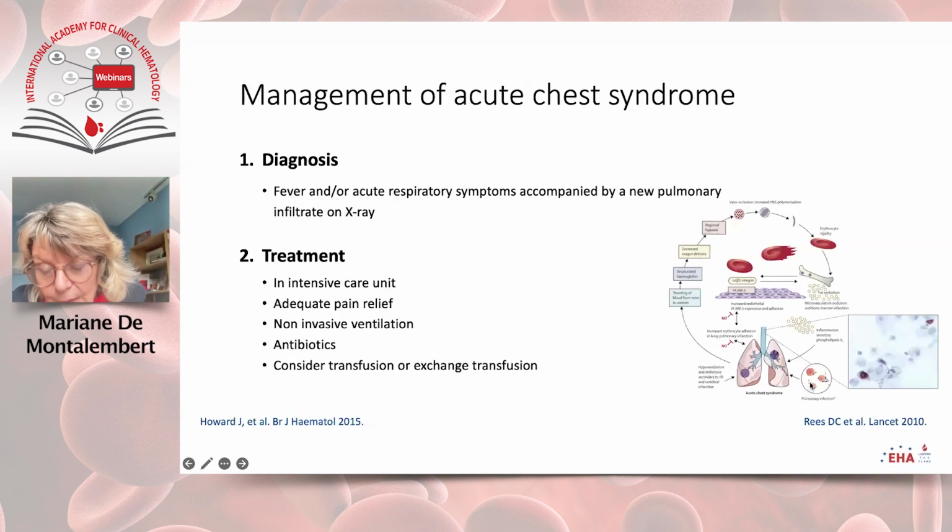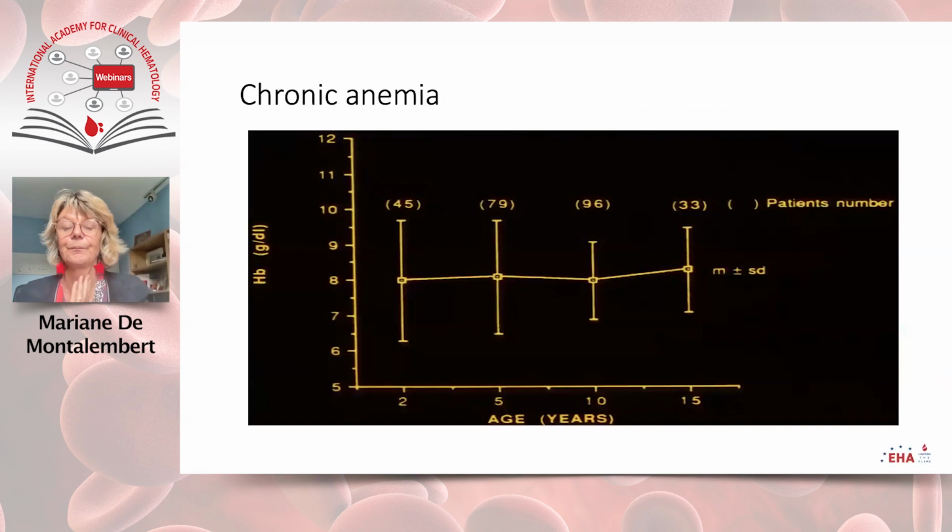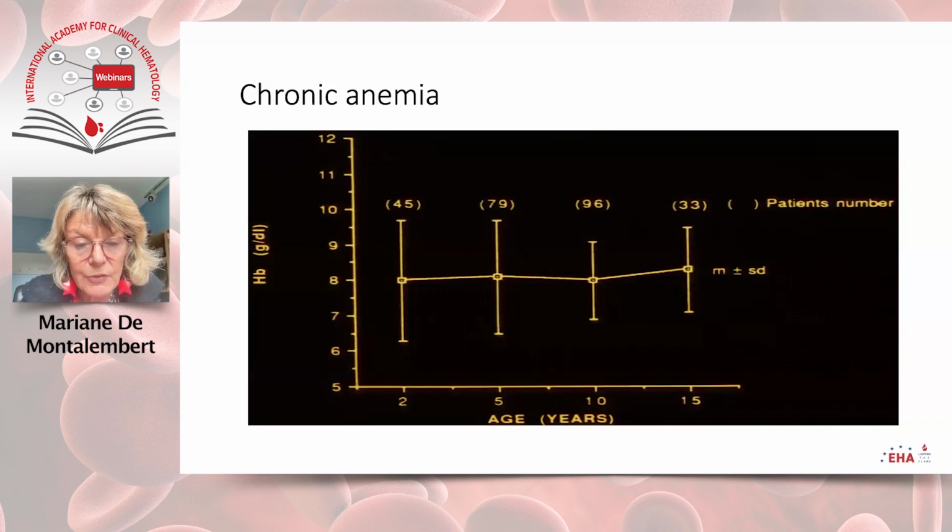related to bacteria or to viral infections, to coagulation disorders, to sickling in pulmonary vessels, to fat embolism. It is extremely severe, needs most of the time to be treated in intensive care unit with adequate pain relief, non-invasive ventilation, antibiotics, and very often transfusion or exchange transfusion must be considered. The median hemoglobin level in sickle cell disease is around 8 ± 1, and retics are usually at 200,000.